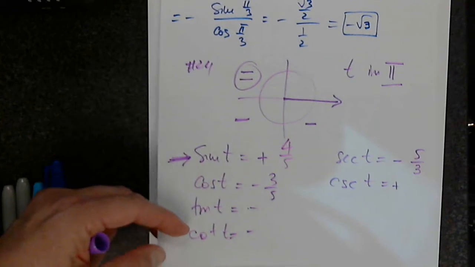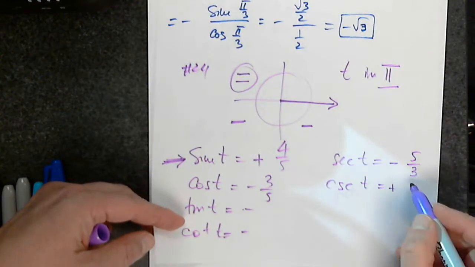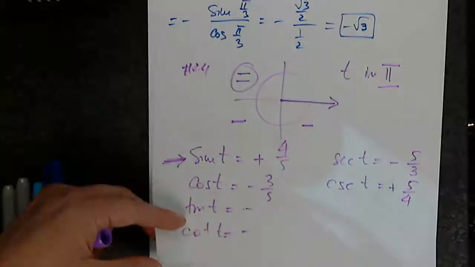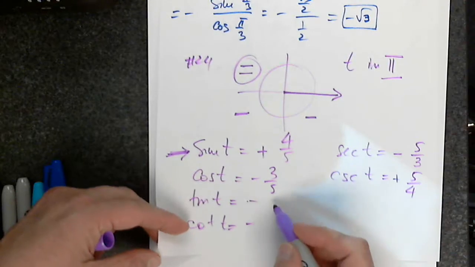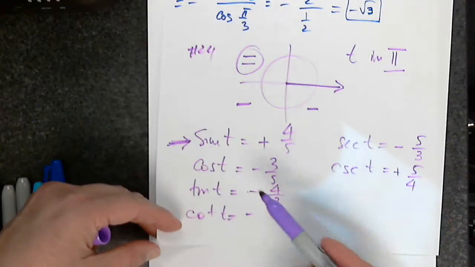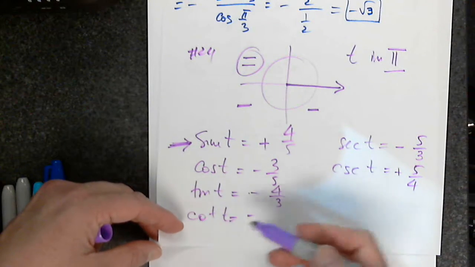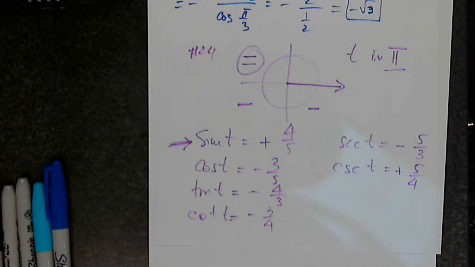At this point, I know the rest. Because if I know sine is 4/5, then I know cosecant is 5/4. And if I know sine and cosine, I know tangent is 4/3 with minus in front. If I know tangent, then I flip tangent to get cotangent, 3/4. And that is done.